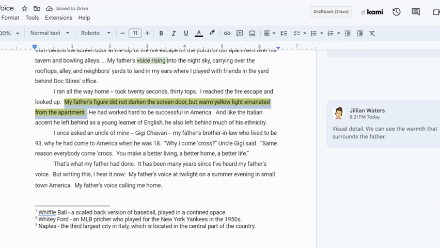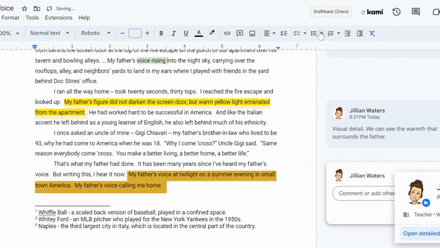And then here, that's what my father had done. It's been many years since I'd heard my father's voice, but writing this, I hear it now. My father's voice at twilight on a summer's evening in small town America, my father's voice calling me home.